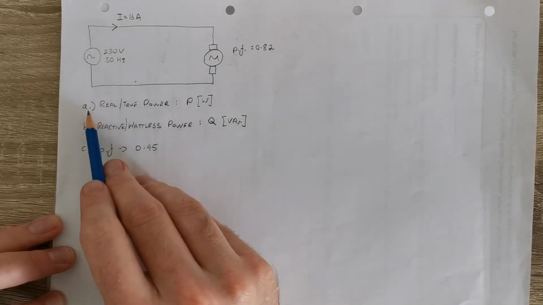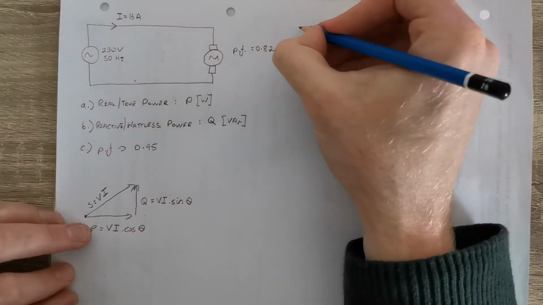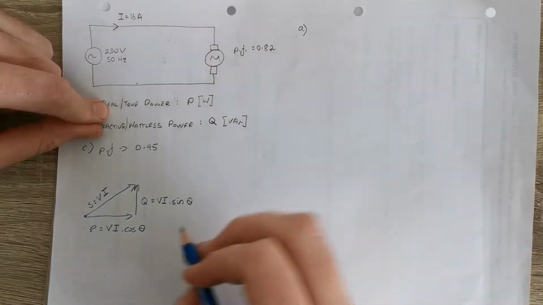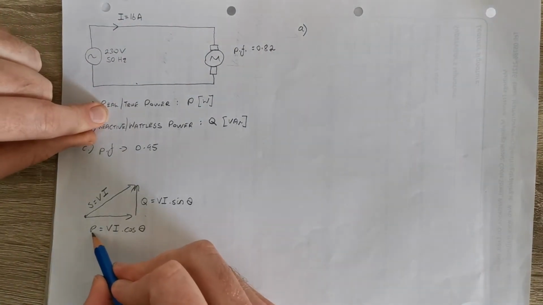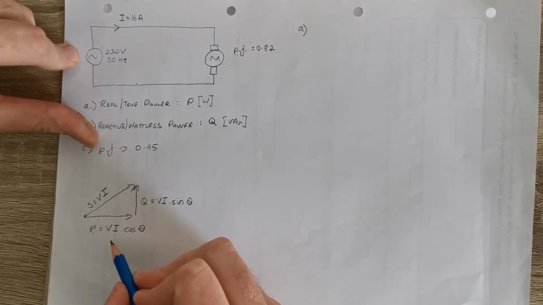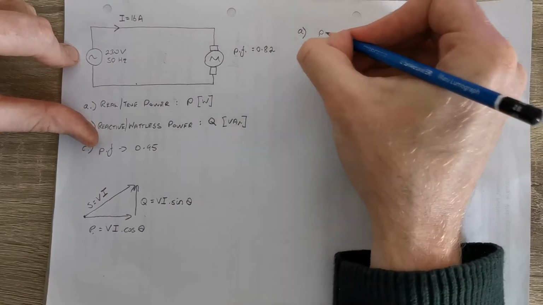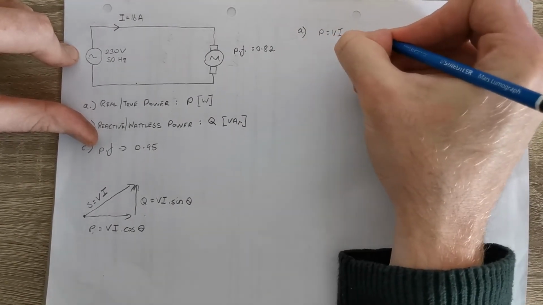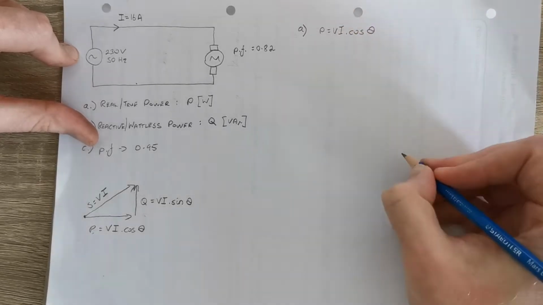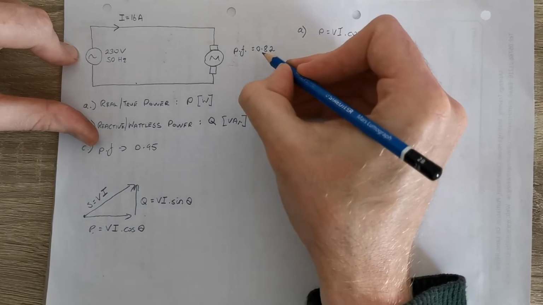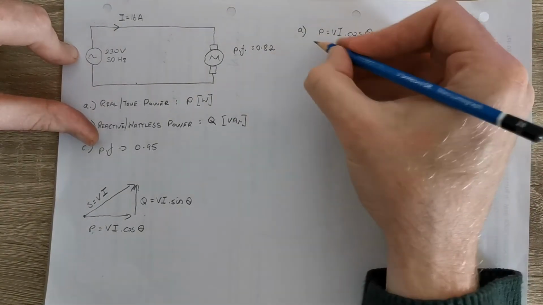So we look at this first part here, part A. We'll start this one up top. How do we get the real or true power in this situation? Well, we're looking for P. We have V and I, already given to us, and we just need the cosine theta. But cosine theta is our power factor. So we have all three values here.